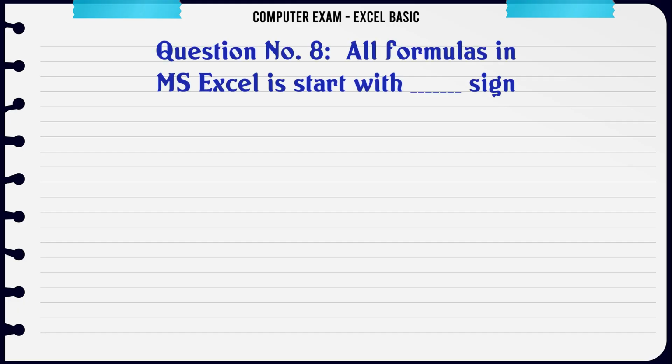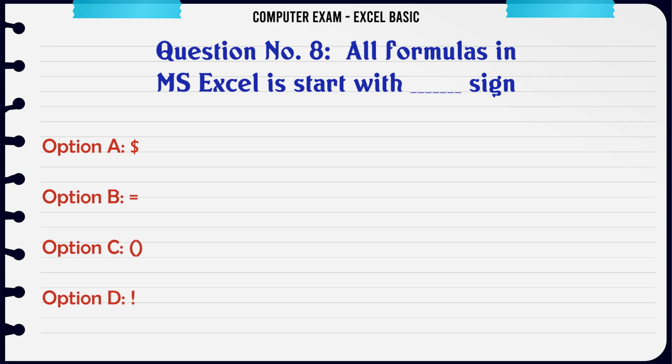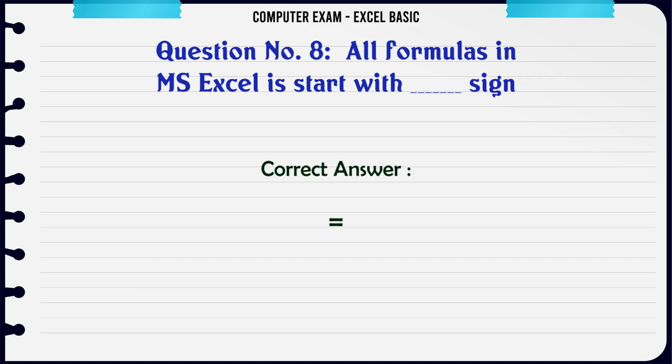All formulas in MS Excel start with the dash sign. A. $, B. =, C. +, D. -. The correct answer is equal to.